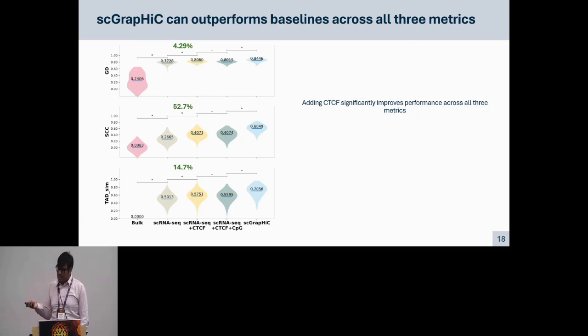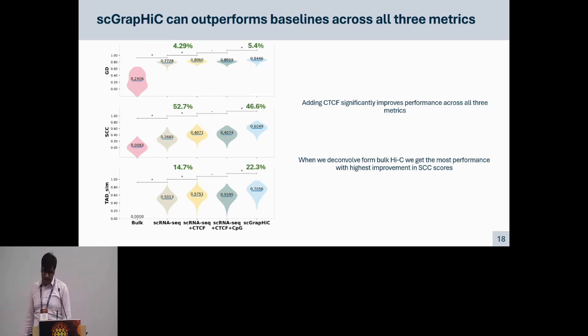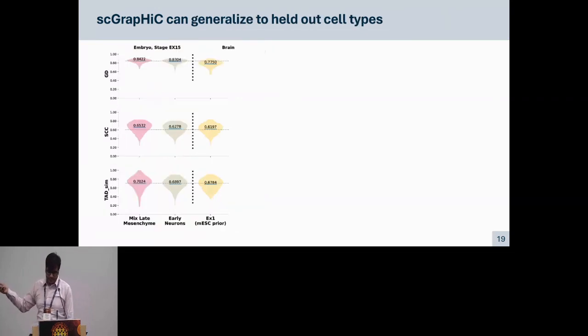improvement in scores. Lastly, we show that by deconvolving additional structure from the bulk Hi-C, we can further improve our performance by 5% on GenomeDISCO, around 46% on the HiC-Rep metric, and 23% in the TAD similarity measure, highlighting that the deconvolution step is really essential in being able to recover good quality single-cell Hi-C contact maps.